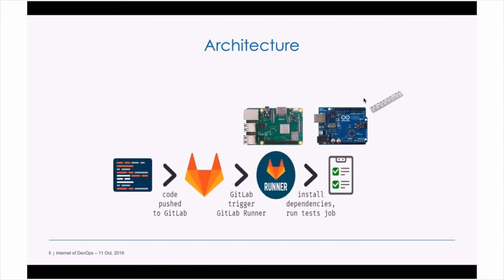And today's architecture is like this. I'll be using GitLab in order to push my source code, and then it will be sent to a GitLab runner. I have installed the runner on a Raspberry Pi system, which is basically a Linux system. That system will be triggered by GitLab.